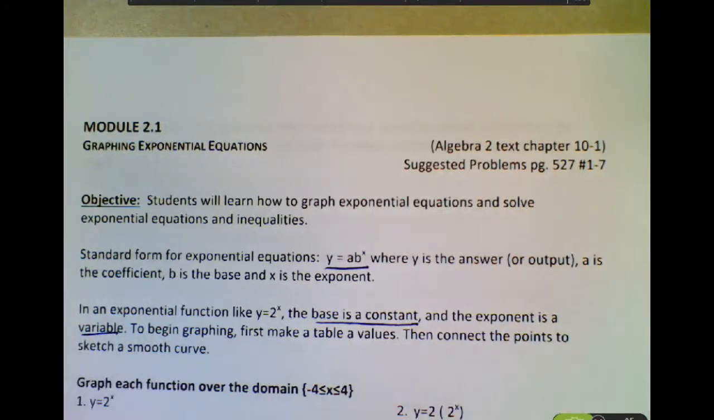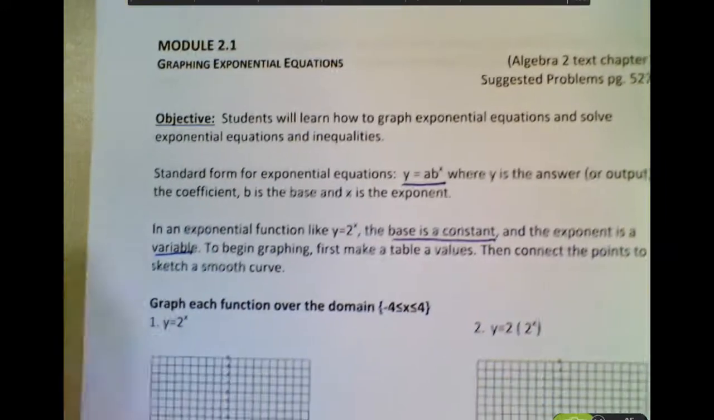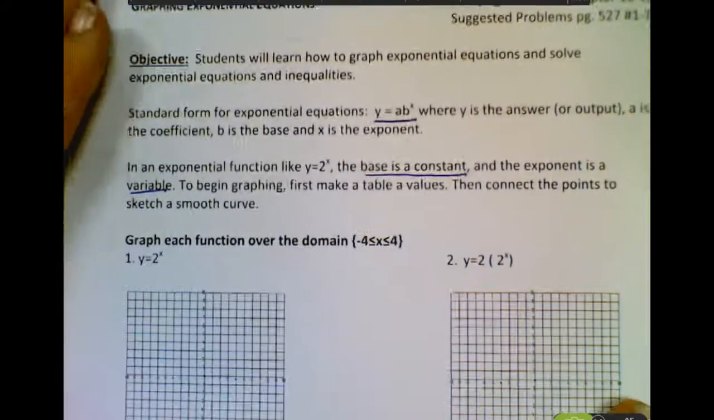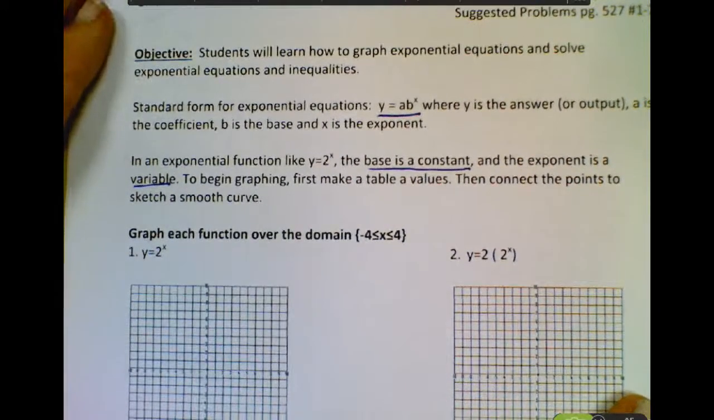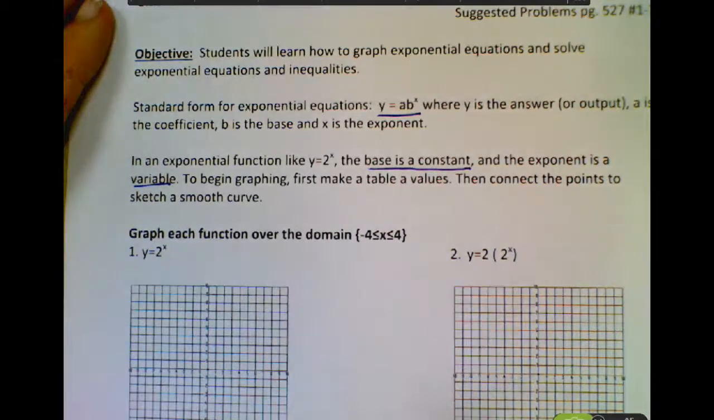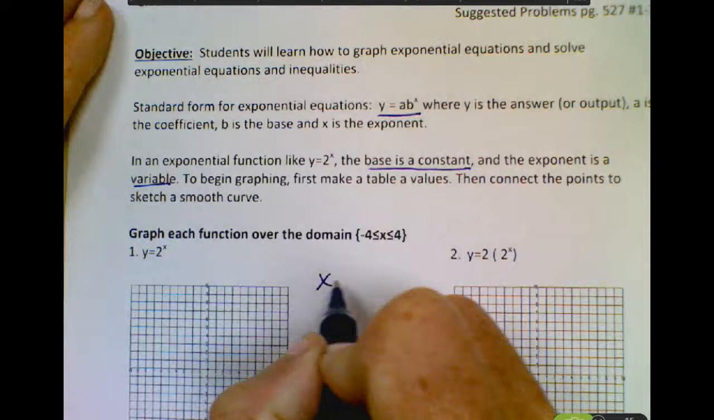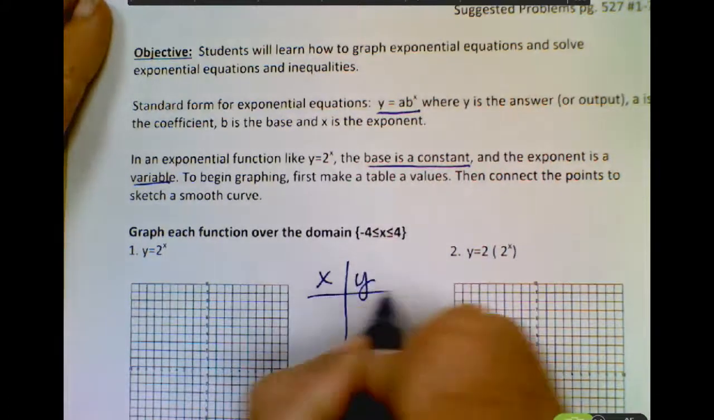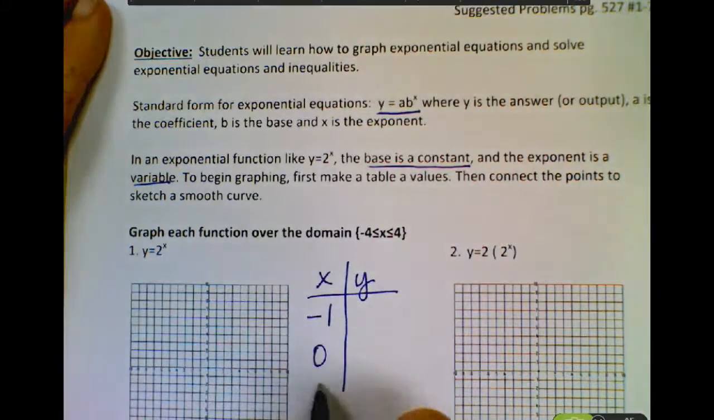Okay? To begin graphing, first make a quick table of values. You don't have to have a ton of values in this table, but it is helpful to have probably 3. Then the curve is not going to be a straight line anymore. It's going to be a curve that curves up. Okay? So let's use x and y. And let's just use -1, 0, and 1.